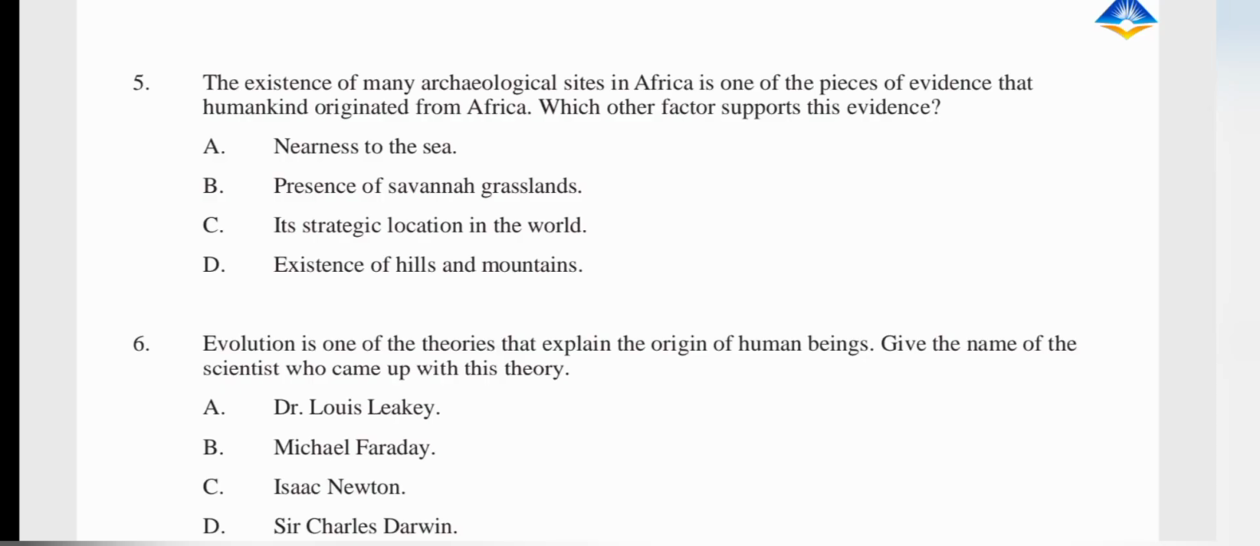Number 5. The existence of many archaeological sites in Africa is one of the pieces of evidence that humankind originated from Africa. Which other factor supports this evidence? Nearness to the sea, presence of savanna grasslands, its strategic location in the world, existence of hills and mountains.